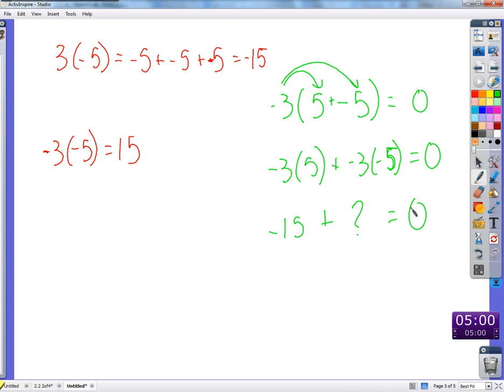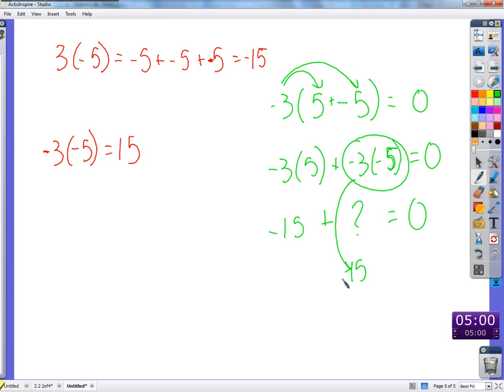We know it has to be 0, and we know this has to be negative 15 because we already talked about positive times negative, a fairly intuitive thing. What does this have to be? 15. It's got to be positive 15. Negative 15 plus positive 15 is the only way to get 0. So what did negative 3 times negative 5 have to be? It's got to be positive 15. No other way for that to work.